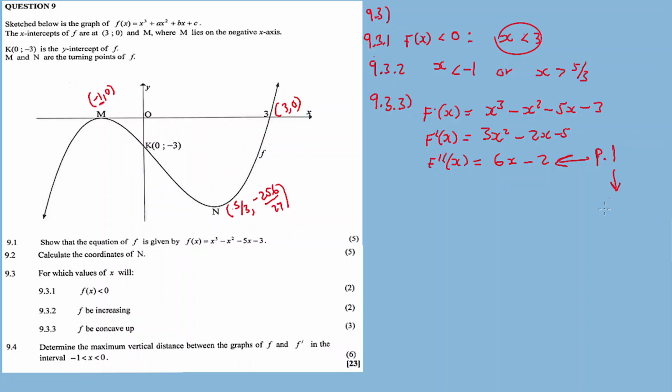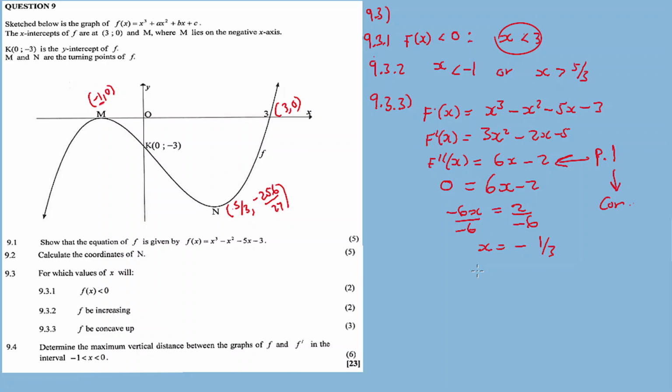This second derivative gives us the point of inflection, and the point of inflection also tells us about the concavity of our graph, whether it's the point where the concavity changes. Now f double prime of x equals 0, so 6x minus 2 equals 0. You transpose the minus 2, so 6x is equal to 2, divided by 6. So our x is equal to 1/3.